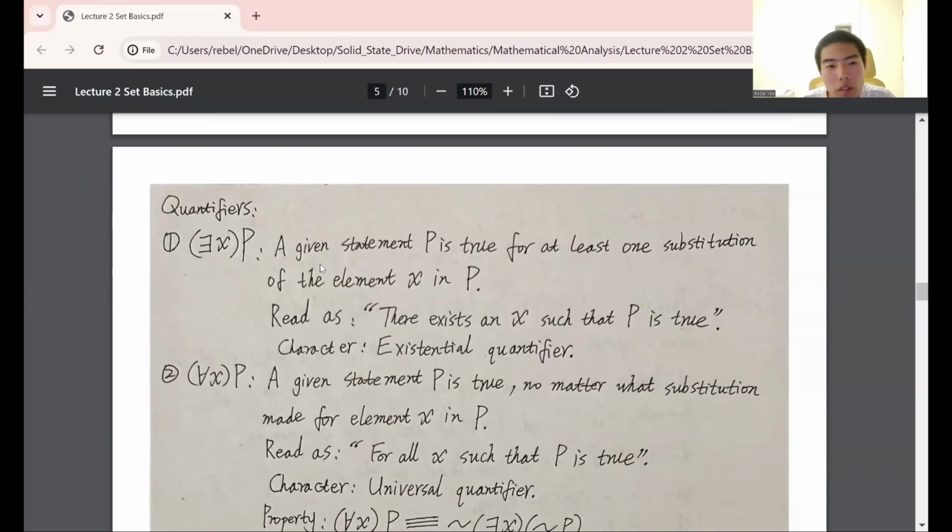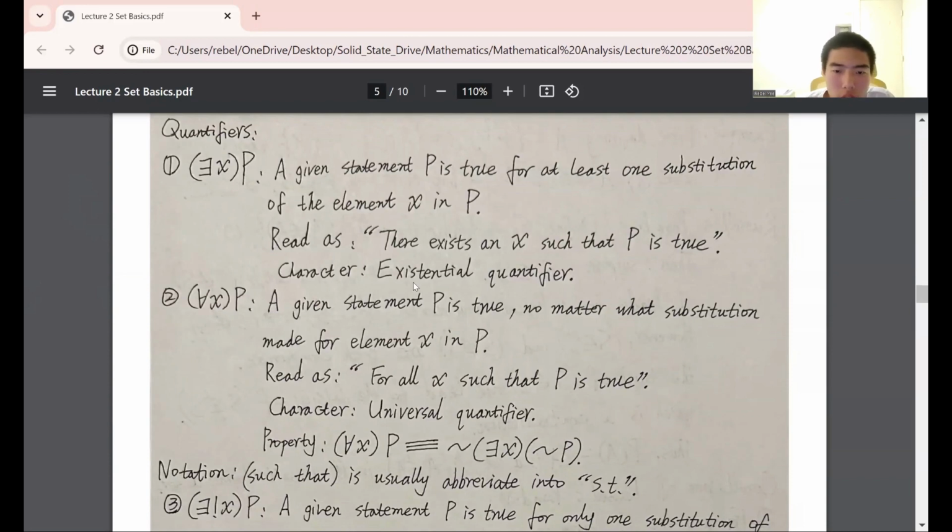So this leads us to consider some quantifiers. The first quantifier is called the existential quantifier. It means there exists a variable x such that p is true. Written this way, it is read like this, and it means the given statement p is true for at least one substitution of the element x in p. So there exists at least one or maybe more x that can satisfy p. For example, p can be written as 1 plus x equal to 0. Then there exists an element 1 that makes it true, right? No, -1 makes it true. Okay, so this is the existential quantifier.